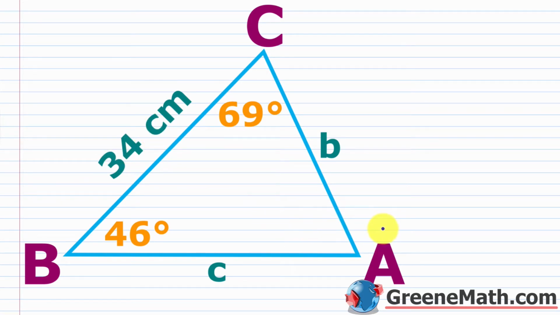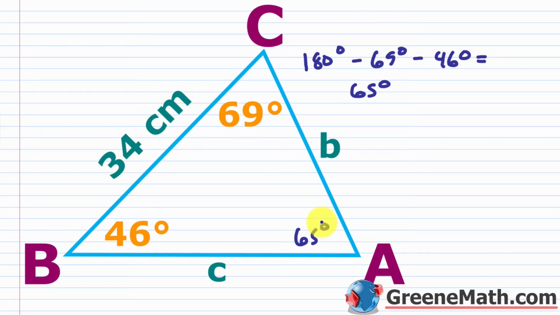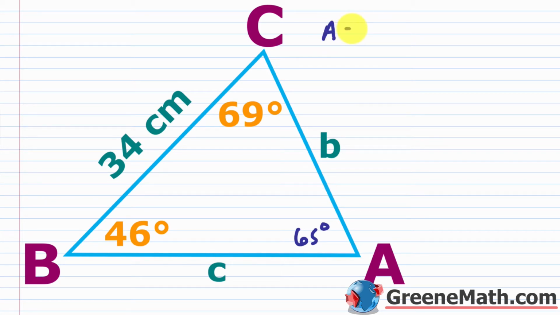Now let's find the measure of angle A first. Remember, your triangle sum property tells you that the angles inside of a triangle sum to 180 degrees. On a calculator, you could go 180 degrees minus 69 degrees minus 46 degrees, and this gives you 65 degrees. So you can put 65 degrees in there. That's what A is going to be equal to. Some teachers want you to draw this out, and some will just want your answer, so we'll say A is equal to 65 degrees. We'll do both.